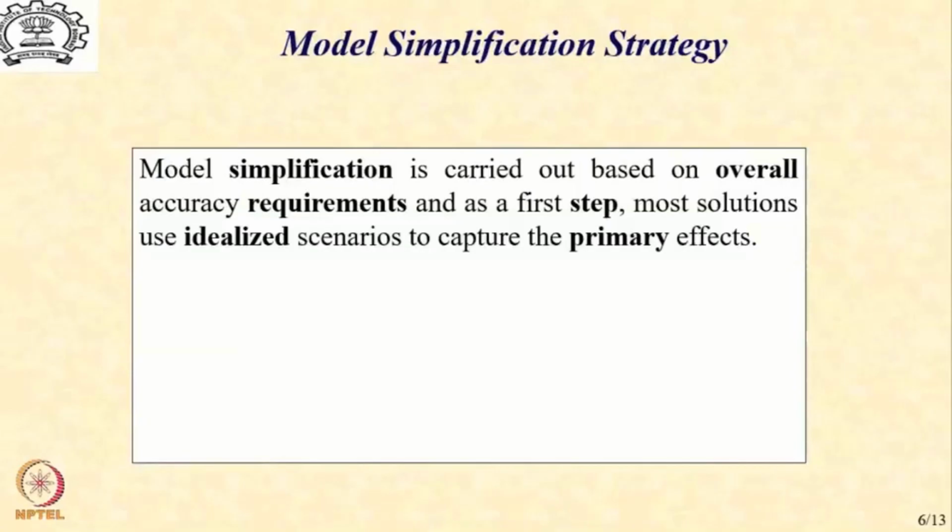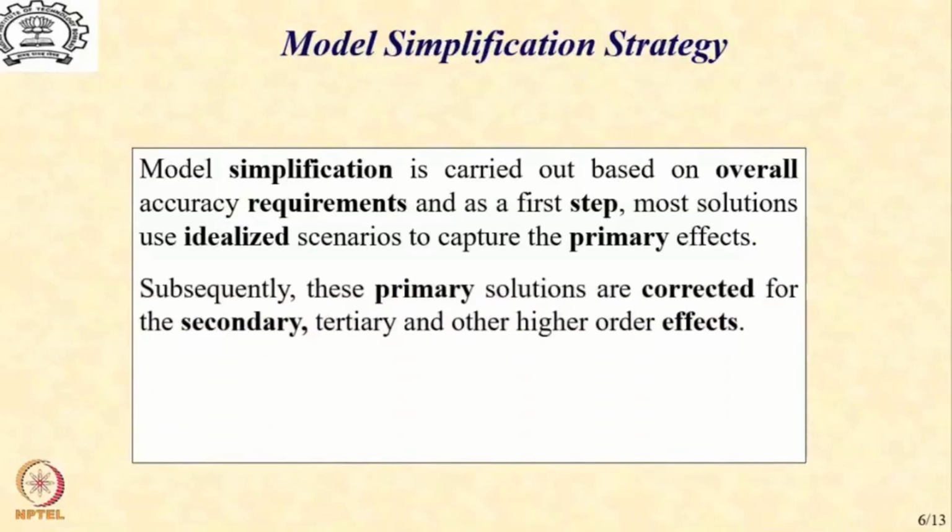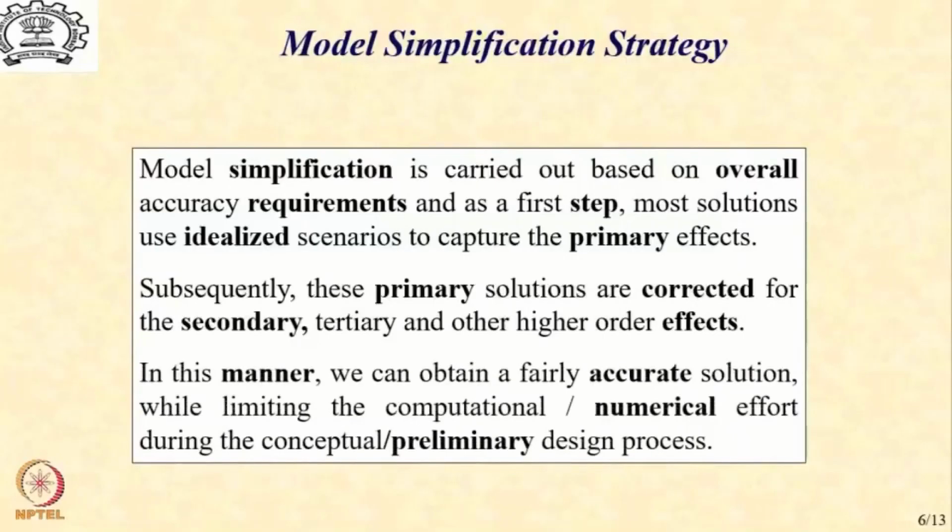Of course, even while including the secondary and the tertiary effects, we will make use of a simplified representation so that it still does not require too much computational effort, but still gives us an order of magnitude understanding of what the secondary and the tertiary effects are going to be. In this manner, we can obtain a fairly accurate solution. Please note, the solution is not going to be very approximate once you include the secondary and the tertiary effects, but you are going to still limit the computational numerical effort, which is extremely useful during the conceptual or preliminary design process.